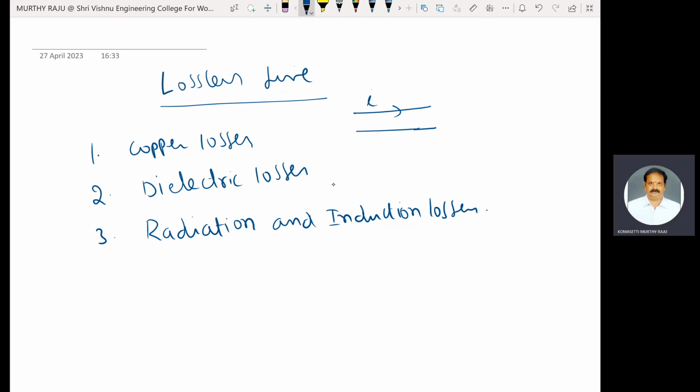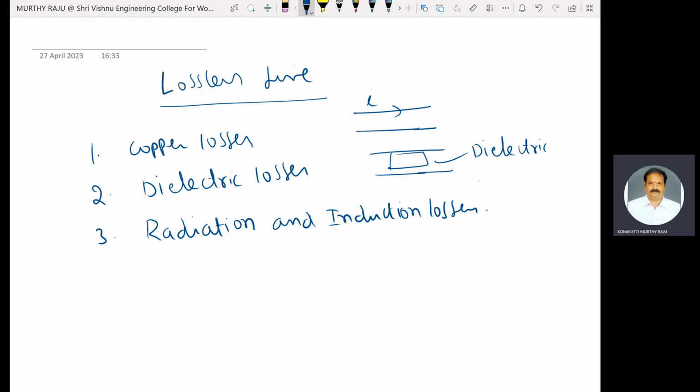These losses are due to the heating effect on the dielectric material between the conductors. This is the transmission line. Some dielectric material is available between these two conductors. It acts as a capacitor. Sometimes some dielectric losses are also there, due to the heating effect on the dielectric material between the conductors.